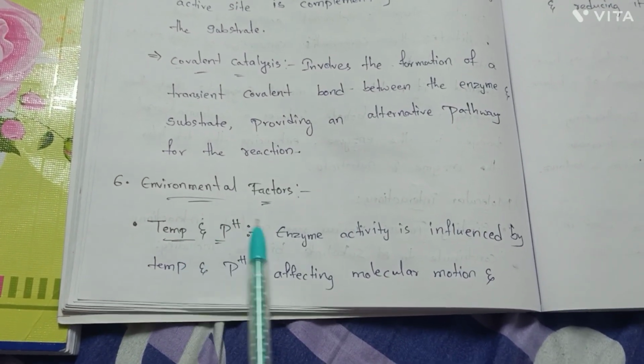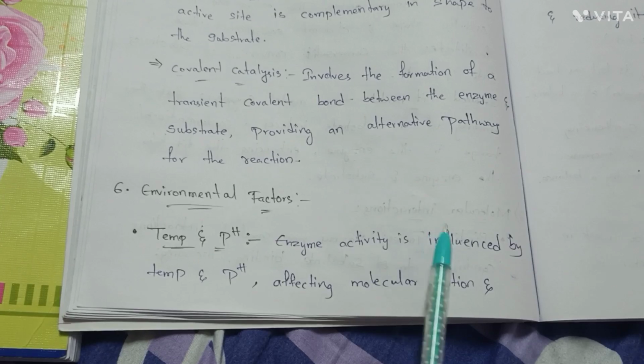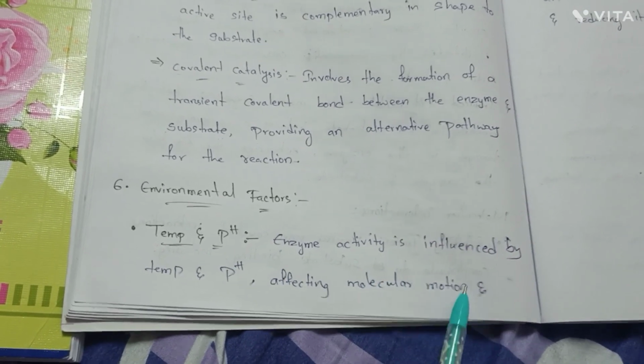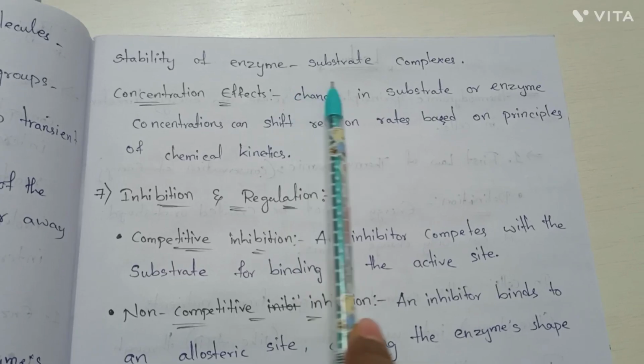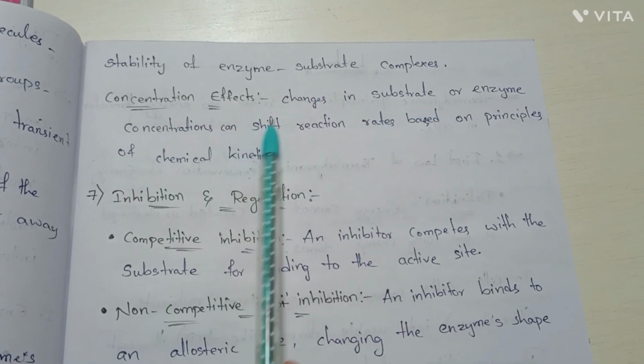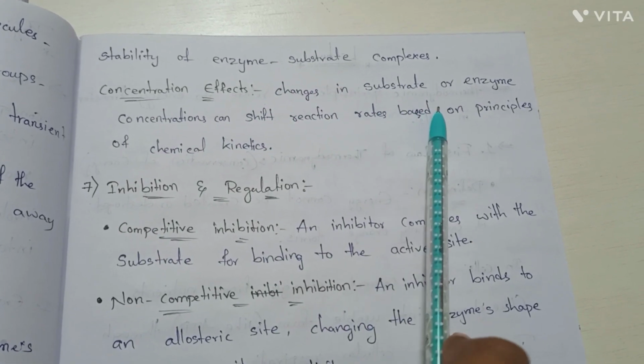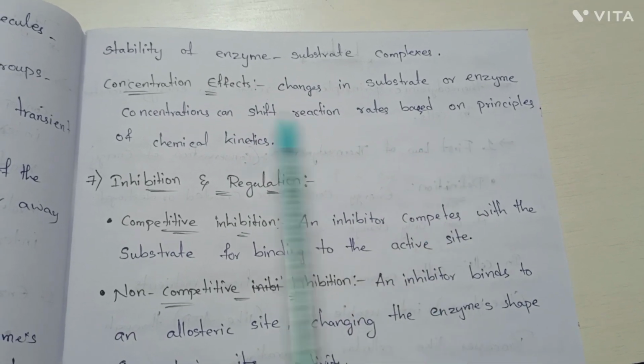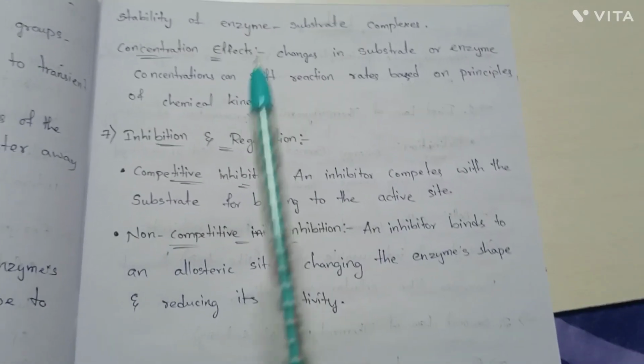Environmental factors. Temperature and pH. Enzyme activity is influenced by temperature and pH, affecting the molecular motion and activity of enzyme substrate complexes. Concentration effects. Changes in substrate or enzyme concentrations can shift reaction rates based on the principles of chemical kinetics.